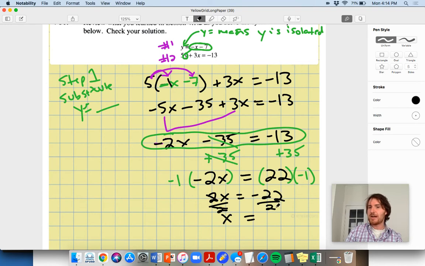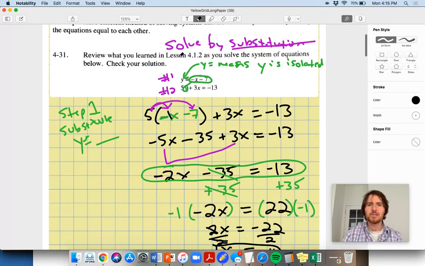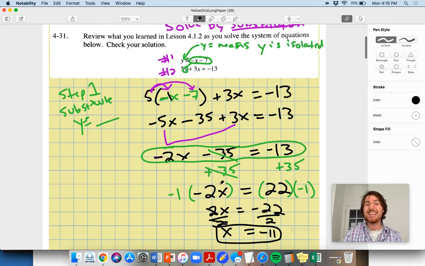Negative 22 divided by 2, that's going to be negative 11. You can use a calculator if you want. That's fine. Okay, so there's one of my solutions of this system. I need to get the second solution.